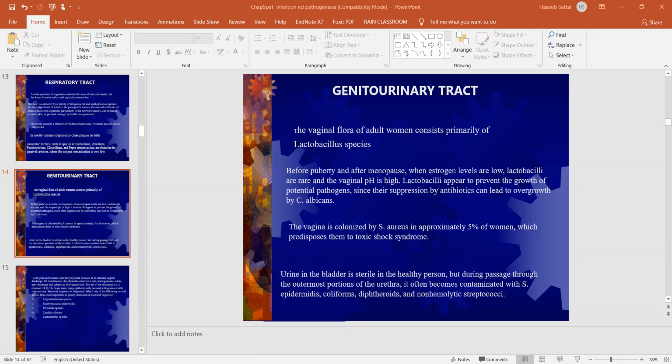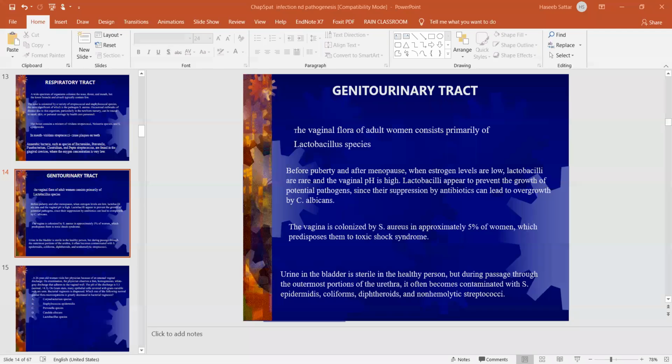So that is why the pH becomes low, and we know that in acidic pH no other bacteria or virus or any other organism can grow. So in adult women, the vaginal pH is low because of this Lactobacillus. And the same bacteria is responsible for producing yogurt. We use Lactobacillus for production of yogurt.